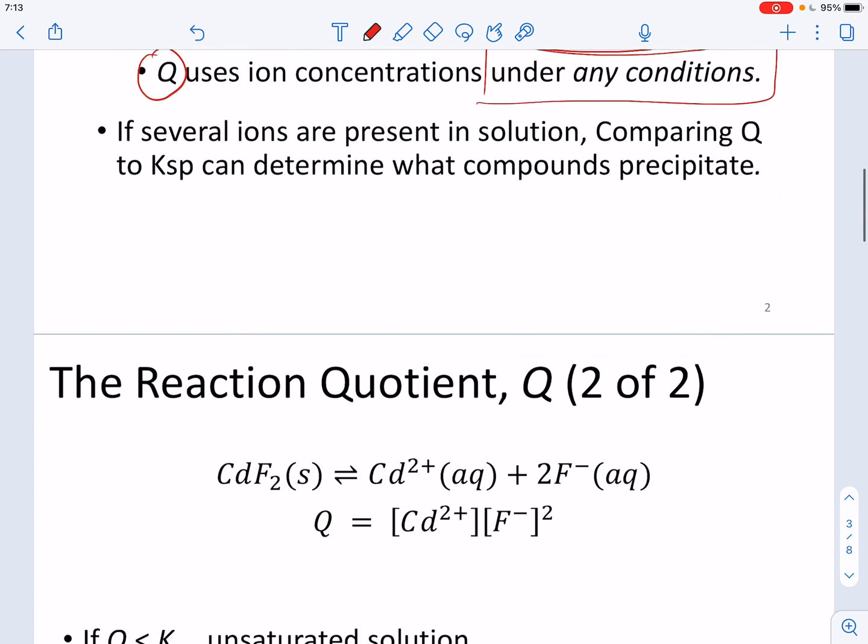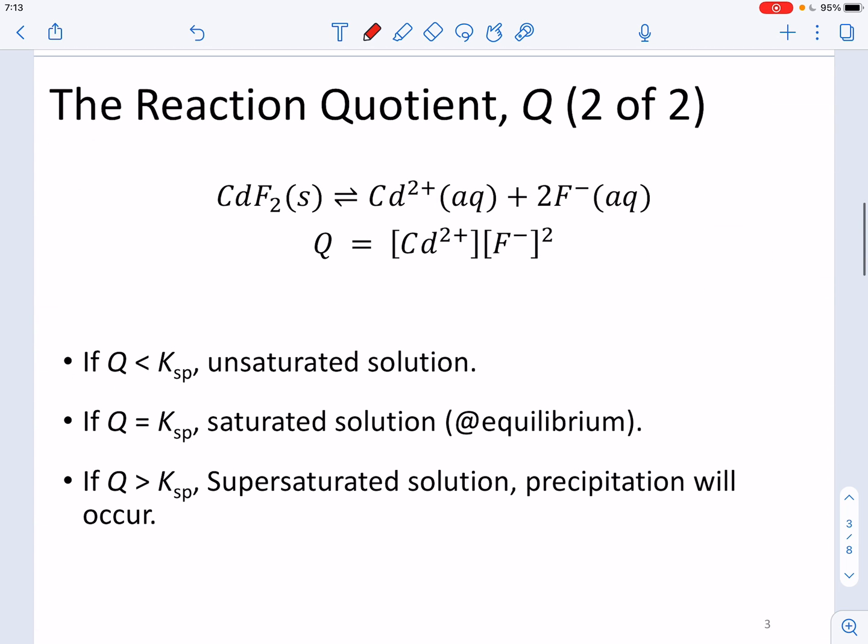Alright? So for this particular reaction, this is KSP, right? And if you are using equilibrium concentration, then the product that you obtain there is KSP. But if you're using any concentration, then you are calculating Q. Now, what is the information that Q will give you depending on the value that you have?